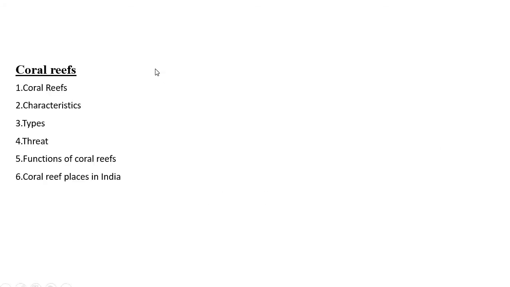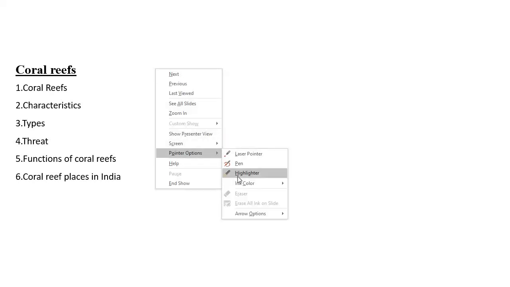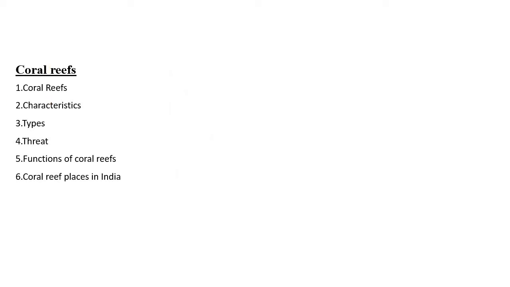Okay, in the coral reef topic, I will cover these subtopics. First, what is a coral reef. Second, characteristics. Third, types. What are the threats to the coral reef? The functions of the coral reef. And the coral reef places in India, wherever coral reefs are available in India. I will cover these subtopics.